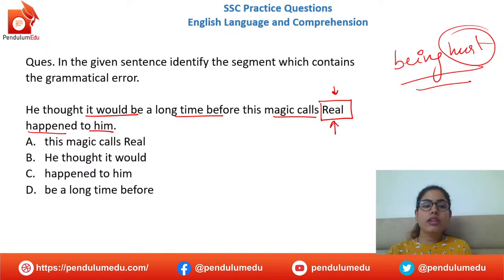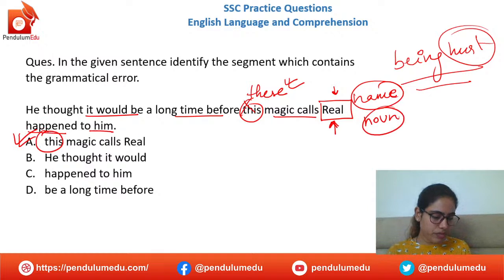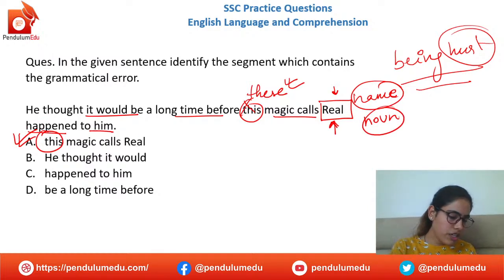Now what do you think? Do I need to singularize magic calls, or do we need to pluralize this? Definitely we will not change the subject, but this would change to "these magic calls." Really? No. Real is a name, so I cannot change it. This is not an adjective, so I cannot change it to an adverb. It is a noun subject. Okay, Devesh? Yes, but the error is in part A itself, because this is incorrect. Okay, Tarun, Ashish, Devesh, Sanjeev, I hope this is making sense to all of you.